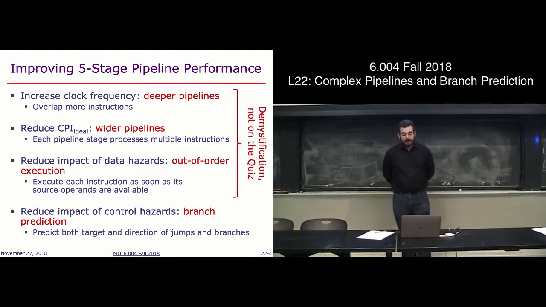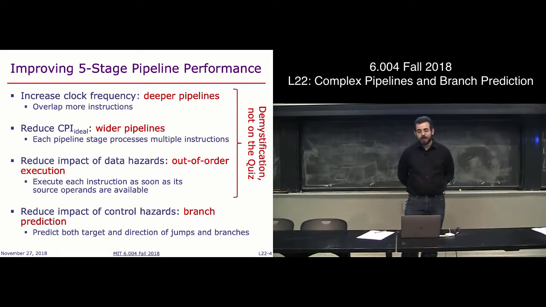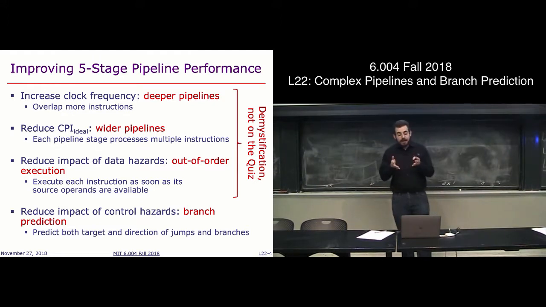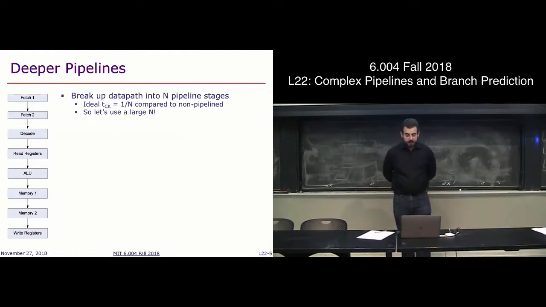Okay, so I'll explain the first three techniques fairly quickly, and this is purely for demystification purposes. It's not going to be on the quiz. This is just so that you understand, when you have a program running in a modern processor, why you might see that the code has a certain data dependence and somehow the processor actually is overlapping things in ways that you don't expect. That's because of some of these techniques.